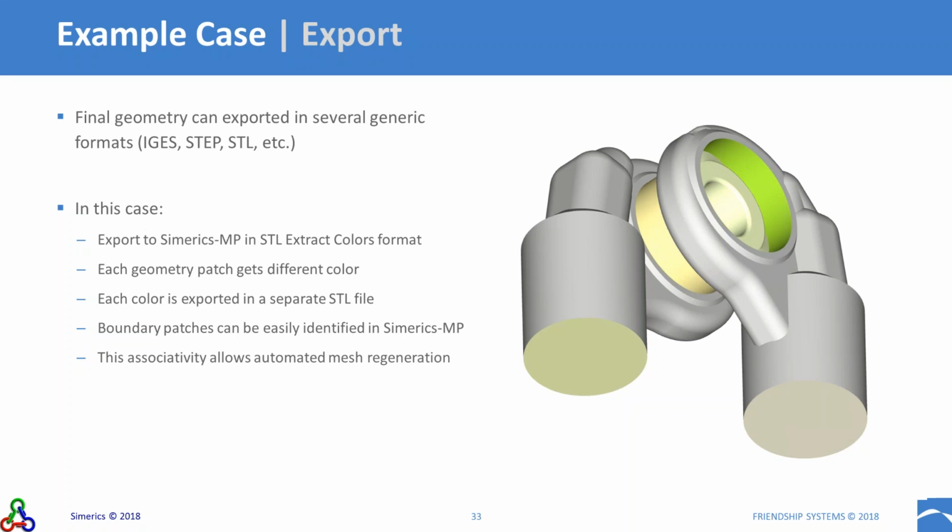And when we export in this special STL format, each color is exported into a separate STL file. When we import these STL files into Simerics-MP, the different boundary patches of the geometry can be identified by their names. This associativity through the names of the different boundary patches allows for an automated mesh regeneration when we're running our optimization later on. We will see a bit more details about this later on.